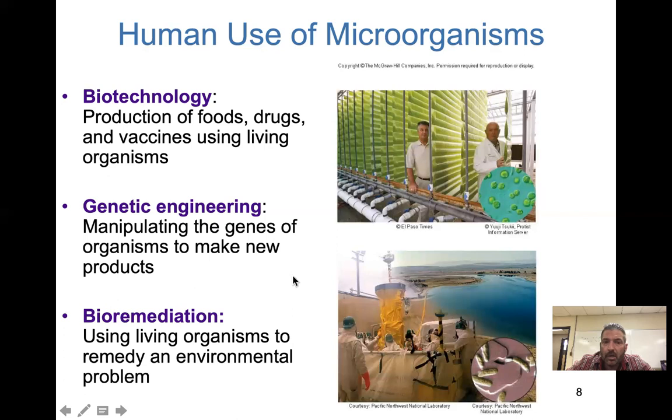Genetic engineering, manipulation of the genes of organisms to make new products. All right, so that's a huge new field, but actually it's been around since the 70s. But they're really making a lot of advancements in that. In bioremediation, using living organisms to remediate an environmental problem that we really need. We're finding the bacteria that can break down all this plastic, all the plastic in water bottles that everyone thinks get recycled. You know, a lot of times they're shipped to India and other countries where they just bury them.